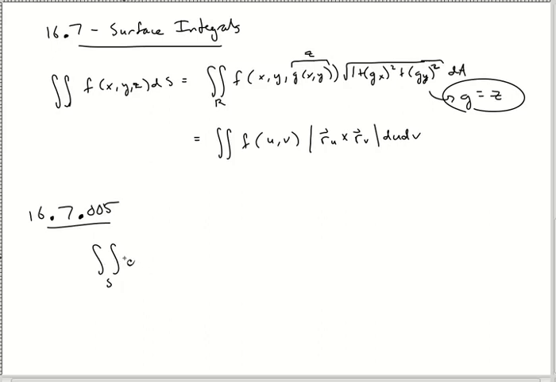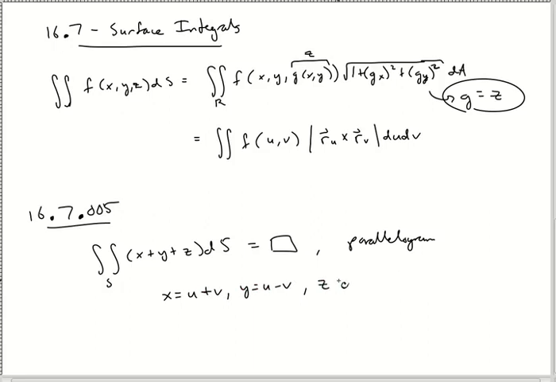So I've got the double integral over S, my surface, of x plus y plus z dS is equal to something. And they say this is for a parallelogram, and they give me the equations for it: x is equal to u plus v, y is equal to u minus v, z is equal to 1 plus 2u plus v, and they want u and v to have limits of 0 to 7, and 0 to 1.